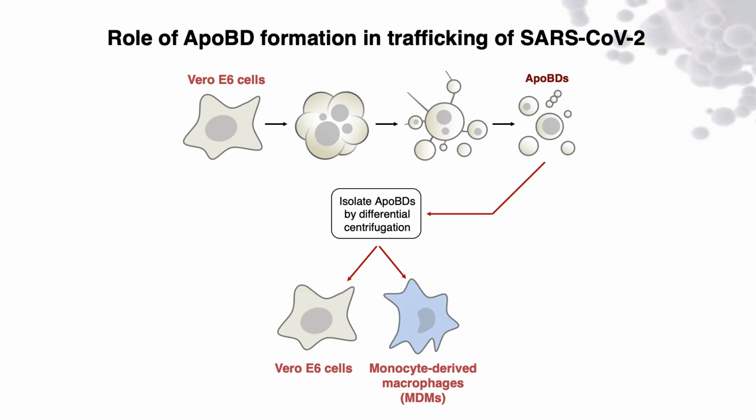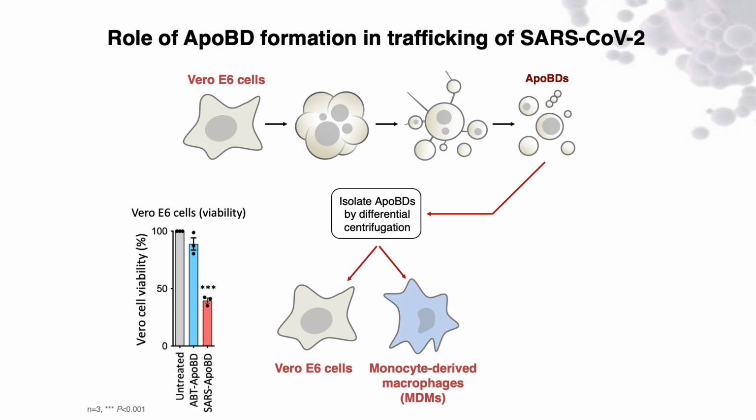And the next thing that we did was we isolated those apoptotic bodies by differential centrifugation, and then we gave them to 2 different cell types. One is to give them back to Vero cells, and the other one to give them to a monocyte-derived macrophage. I guess it's no surprise that because the apoptotic bodies actually contain virions, when we give them to Vero cells, it can actually cause them to undergo cell death because they become infected and actually die.